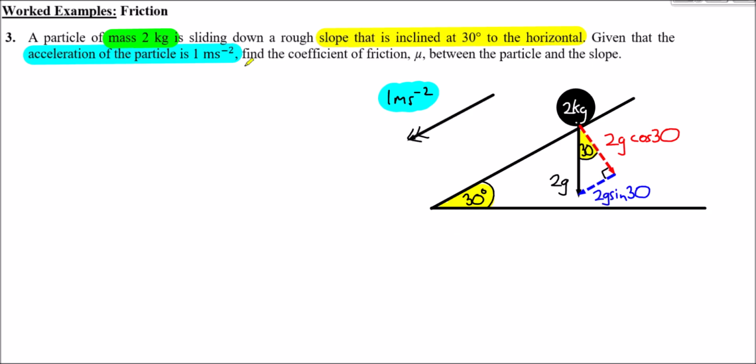So we're not quite finished yet. It's a rough slope. Rough implies there's going to be friction. Now because it's sliding down, there is motion. Therefore, we can deduce, because there's motion, the friction will be F max. It will be the maximum friction possible. So acting back up the slope, we can label in this frictional force. So I need to choose a different colour. Let's go for purple. So that's going to be F max.